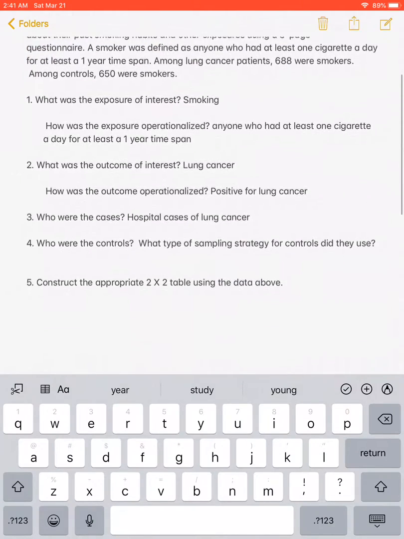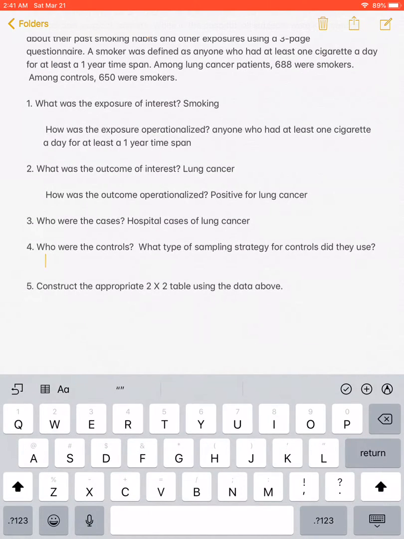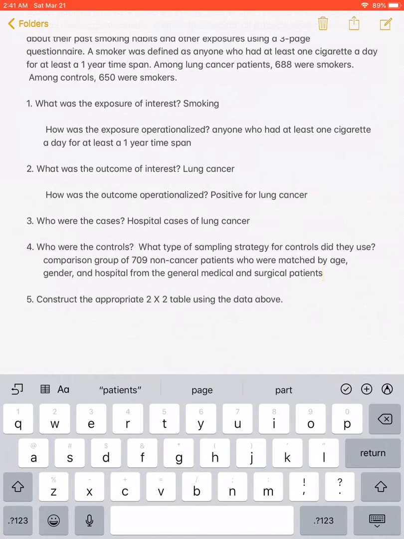So when we looked at our 3 types of ways of getting our controls, one of the ways that we said was you matched them in hospitals. And so this place used the hospital, and they found people who were general medical and surgical patients, not lung cancer patients, as their control. So they used a hospital-based sampling method, not a population-based where they would go find someone in a similar zip code or area of geography. They also didn't ask the patients for contacts of their relatives. So our way of getting our controls was through hospital-based sampling.